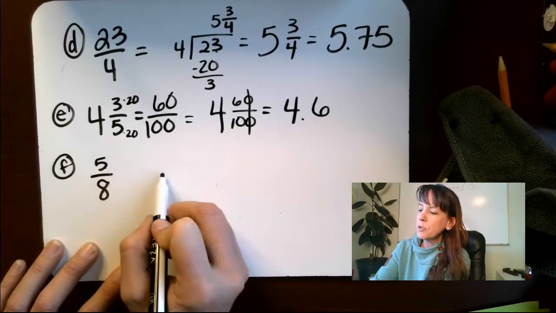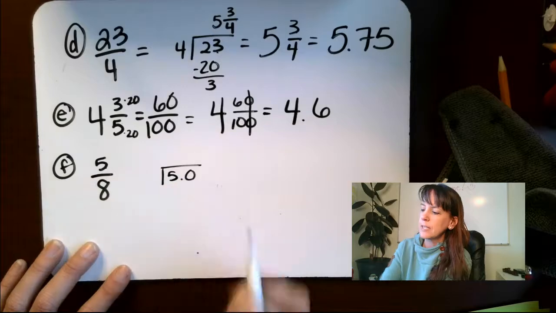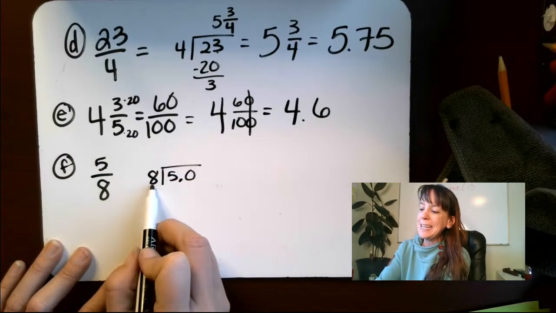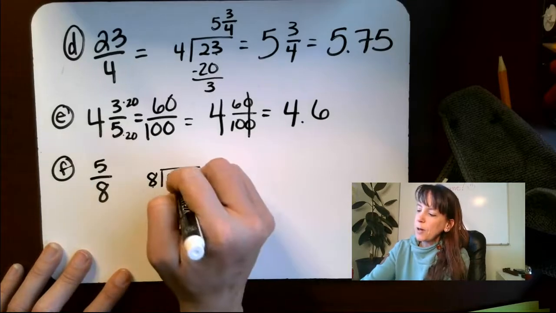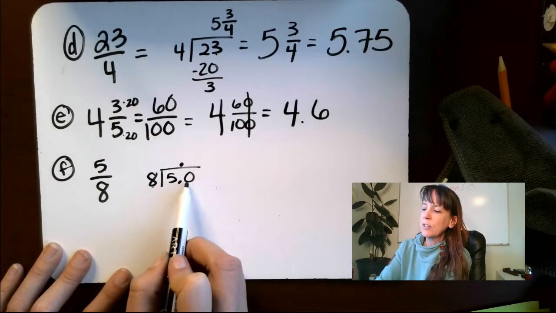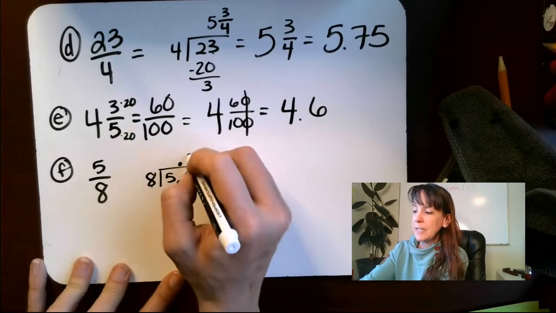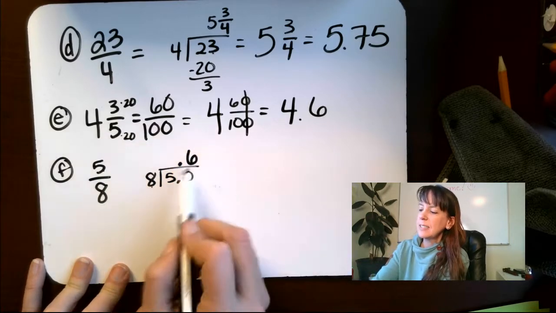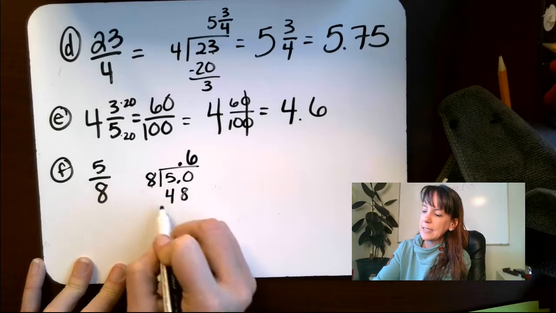This goes on top of the table, so it's going to go under the table here, just like that. I added a decimal there because we're going to need it, since 8 does not evenly go into 5. We bring our decimal up to here. 8, however, does go into 50, 6 times. 6 times 8 gives me 48.